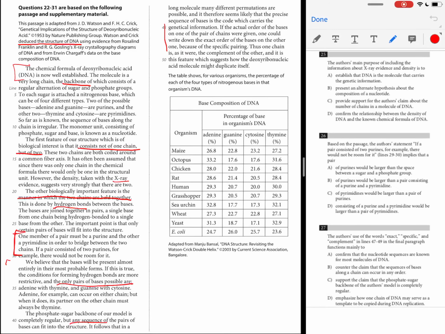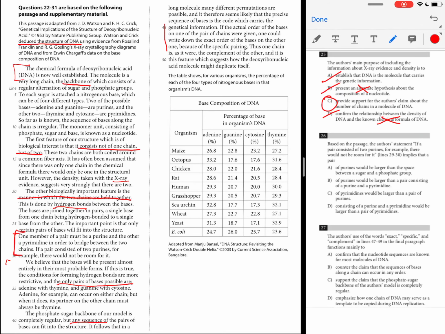And so I'm going to look for an answer that is claiming that. So A, establish the DNA is the molecule that carries the genetic information. No, that's not what it's doing. It's talking about the structure of two chains. B, present an alternate hypothesis about the composition of a nucleotide. It's not alternate. It cannot be B. C, provides support for the author's claim about the number of chains in a molecule of DNA. That looks pretty perfect. I'm just going to check D, confirm the relationship between the density of DNA and the known chemical formula of DNA. It's not about the chemical formula. It's not going to be D.